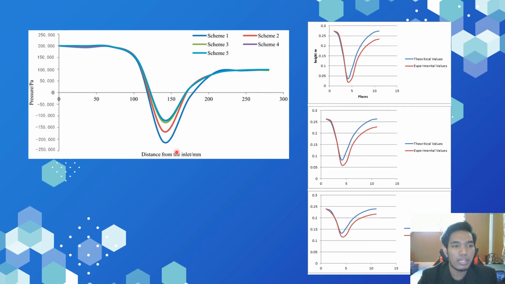Okay, so here there is a curve. As mentioned before, when the area decreases, the velocity will increase, but the pressure will decrease along with the area itself. And moving on, this is the comparison between the theoretical values and the experimental values of our experiment.